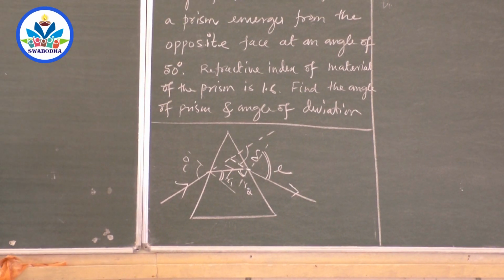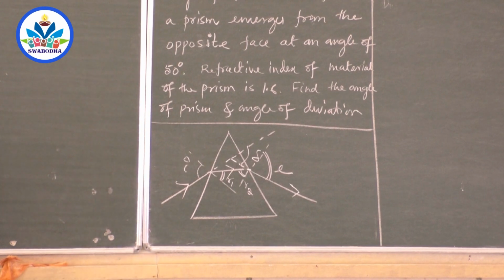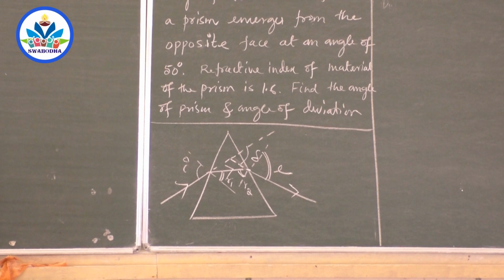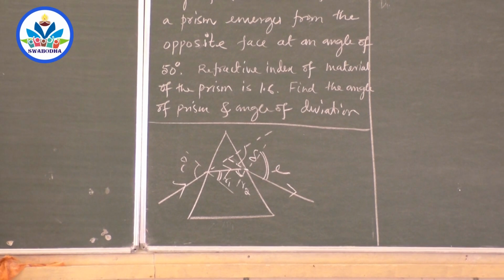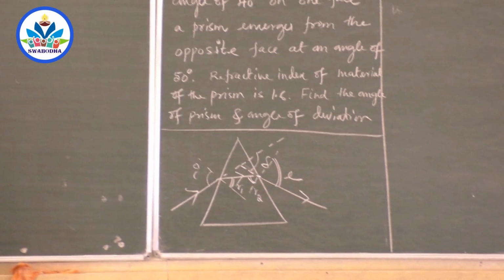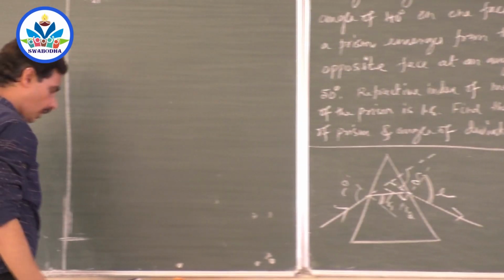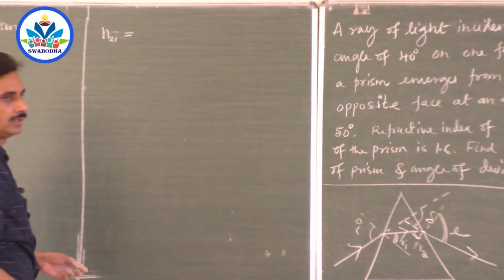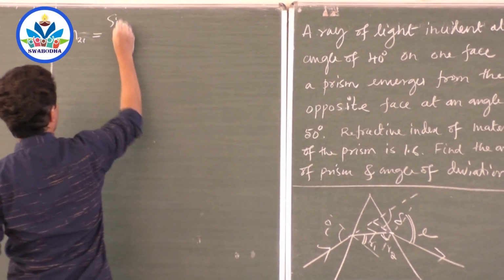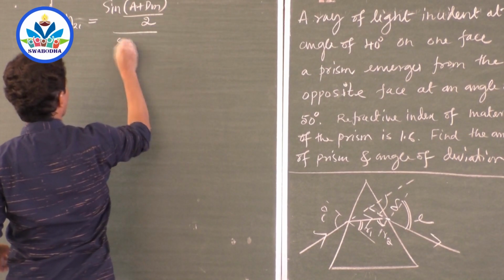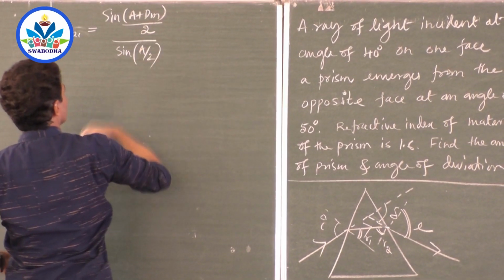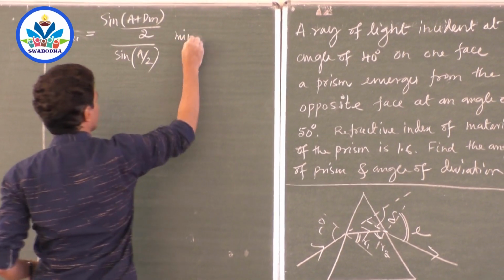Even in the problems, in the prisms, you must first decide whether you have to use the minimum deviation formula or some other deviation, because you have a set of formulas like this, you see. This formula n21 is only for minimum deviation, not for some other angle of deviation. This is only for minimum angle. Sine (A plus Dm) by 2 by sine A by 2. This is only minimum deviation position only.